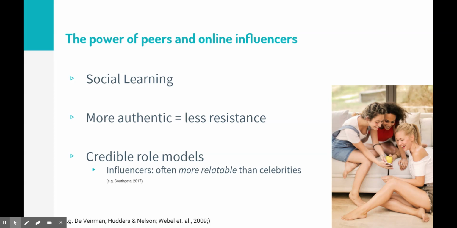Now, what the studies have shown is that using either this peer to peer communication online or using influencers can be a very efficient way to influence people's attitudes and behavior. And that is because people are more likely to learn from and to copy the attitudes and behavior of people who are really like them.